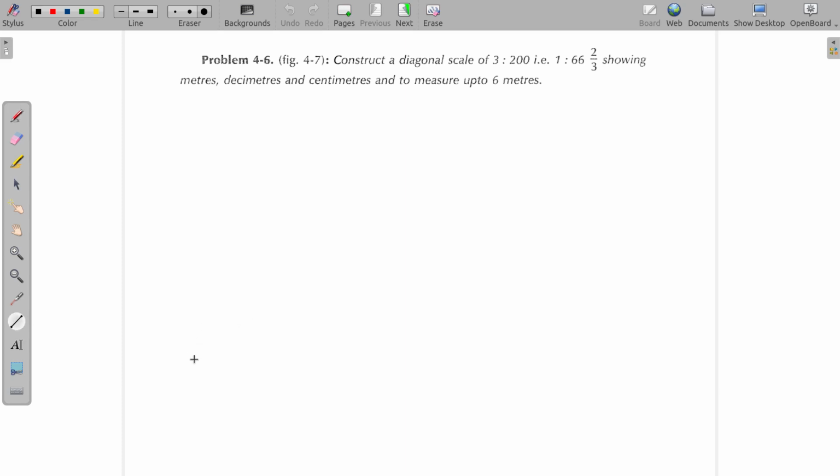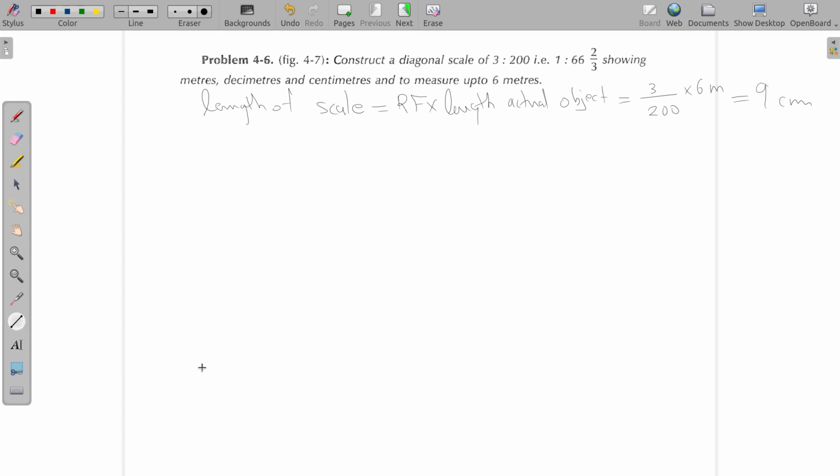First of all, we'll draw a line. It's a good idea to actually calculate the length of the scale so that you understand the actual procedure. Length of scale is equal to RF multiplied by the maximum length of the actual object. So we need to measure up to 6 meters. So 3 divided by 100 into 600 centimeters. So how much will that be? 18. So that will be 9 centimeters. This much length is equal to 9 centimeters.